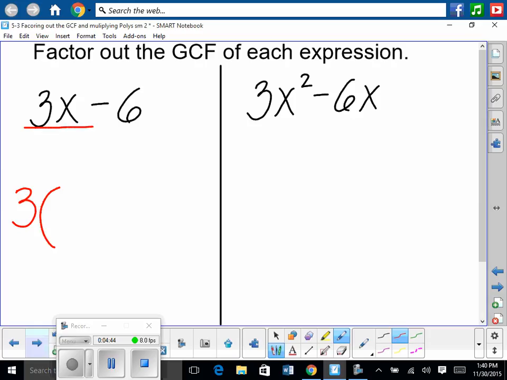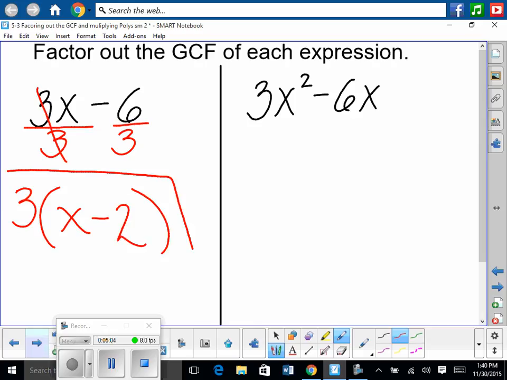Now, once again, go back through, divide each term by what you pulled out. So let's see what's left in the first term. 3 over 3 is gone. Left is x. Very good. Negative 6 divided by 3. 2. Negative 2, right? So you have to do negative 2. Very good. Questions on that?